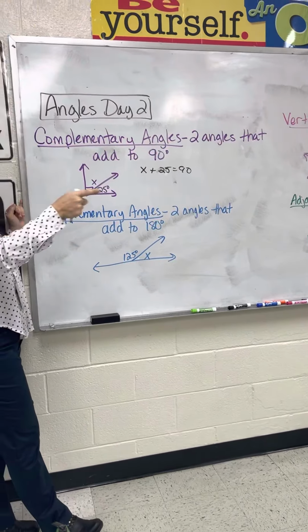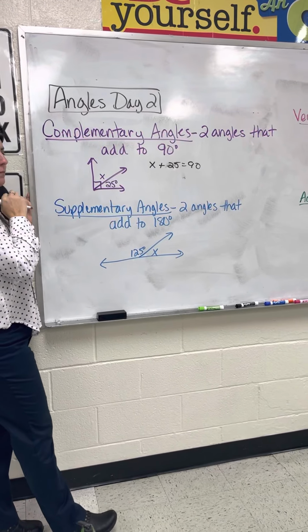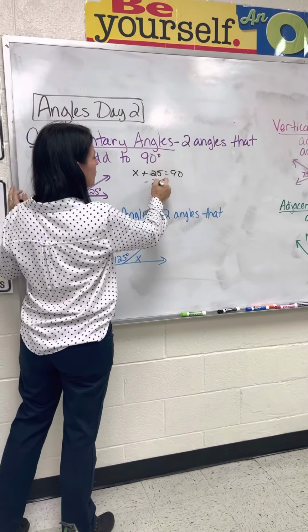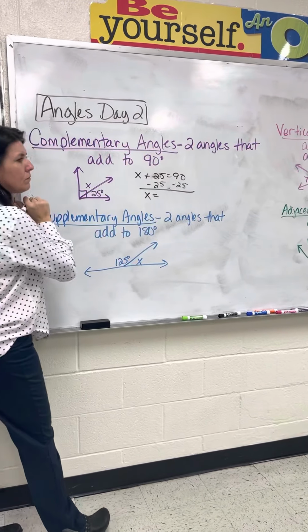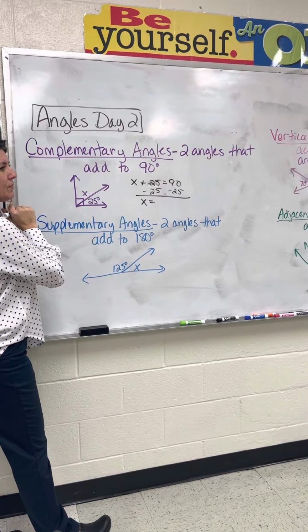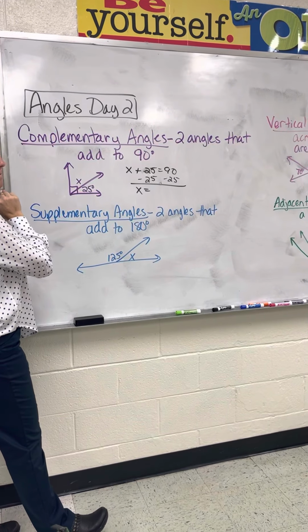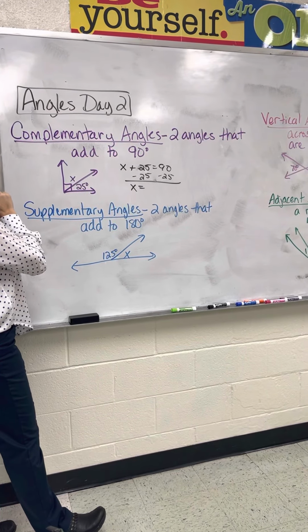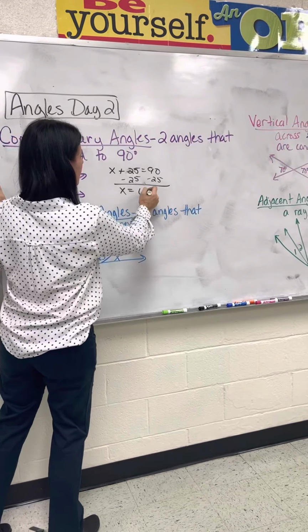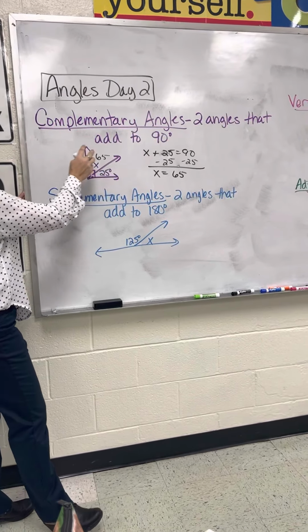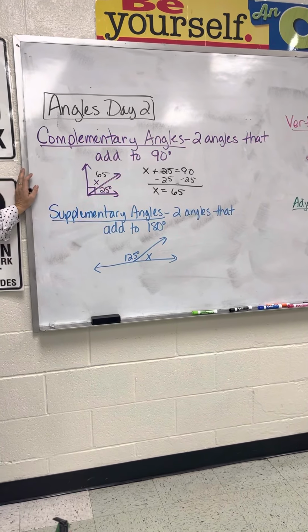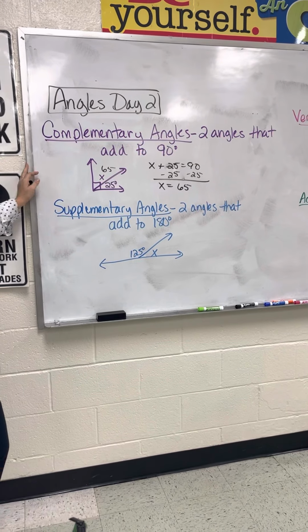That goes back to 1-step equations. You would do 90 minus 25. We would subtract 25 from both sides, and what does that give me? X equals... oh, it's 65, right? So in this case, 65 degrees and 25 degrees, those 2 angles are complementary because they add to 90 degrees.